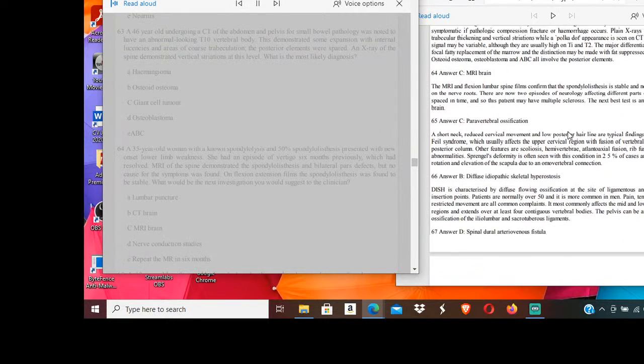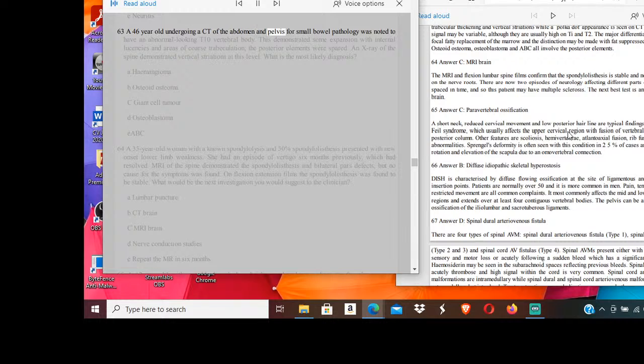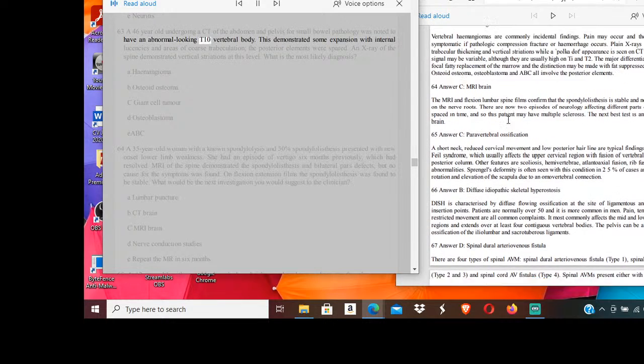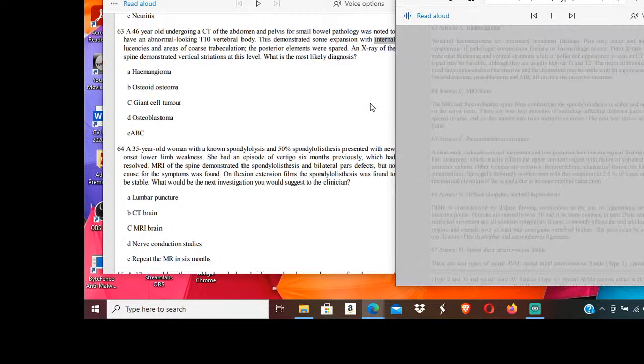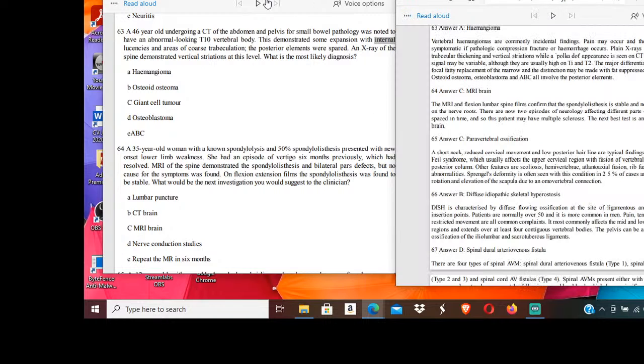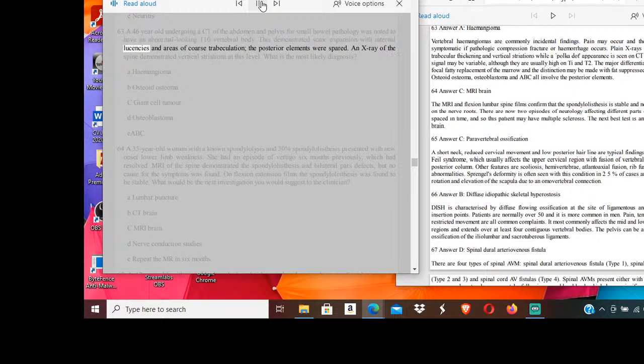Neuritis. Question 63: a 46-year-old undergoing a CT of the abdomen and pelvis for small bowel pathology was noted to have an abnormal-looking T10 vertebral body. This demonstrated some expansion within. 63 Answer A, hemangioma. Internal lucencies and areas of coarse trabeculation, the posterior elements were spared.